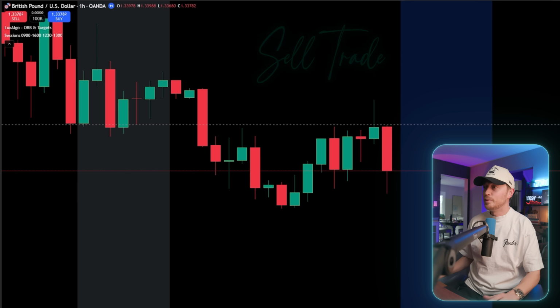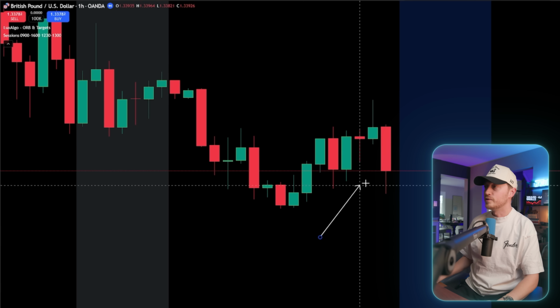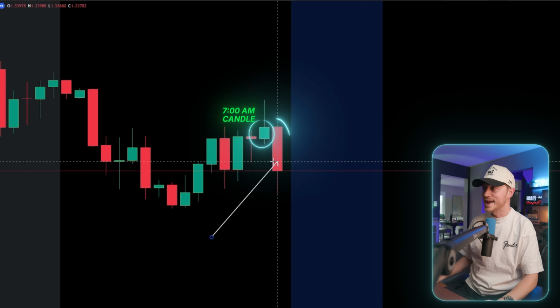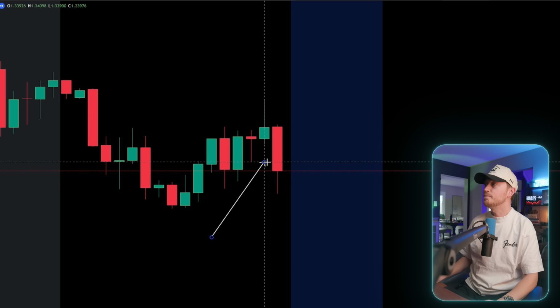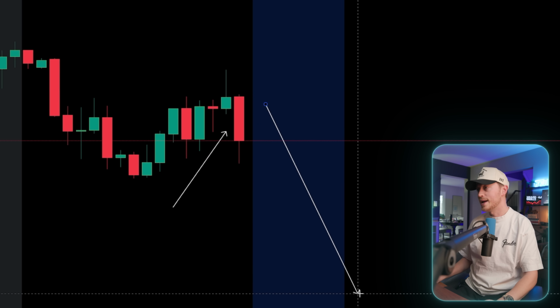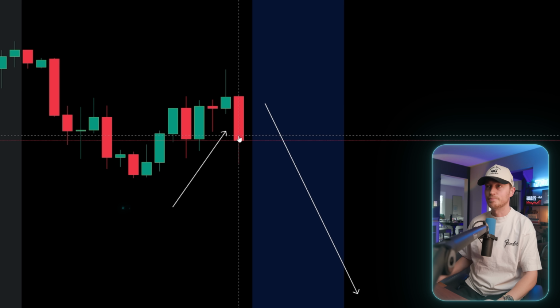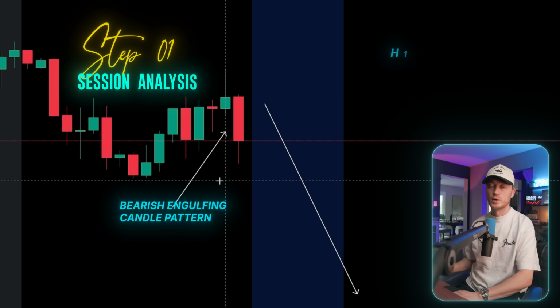It's a sell example. Yes, this works on sells too. We've got our 7 a.m. candle. We have the 8 a.m. candle. And what does that mean? That means I'm expecting price to go down, right? We've got that bearish engulfing pattern. That's step 1 on the H1 time frame.